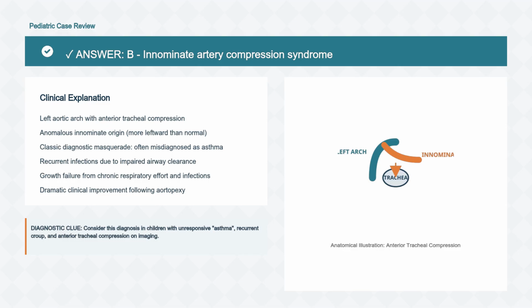The innominate artery originates more leftward than normal, causing anterior tracheal compression. This leads to impaired airway clearance and growth failure. Patients typically show dramatic clinical improvement following a surgical aortopexy.